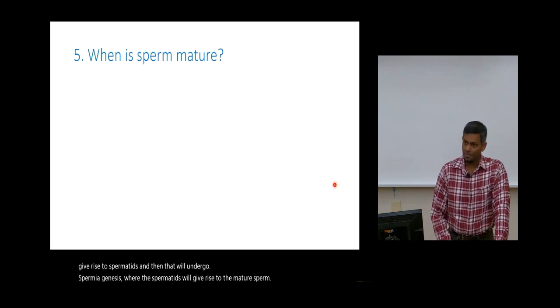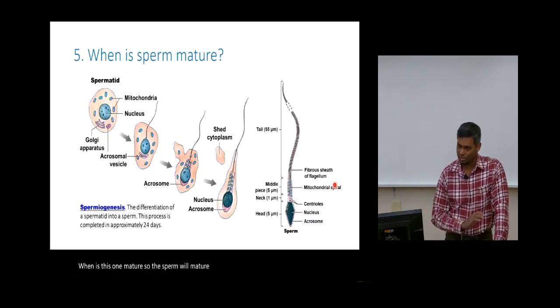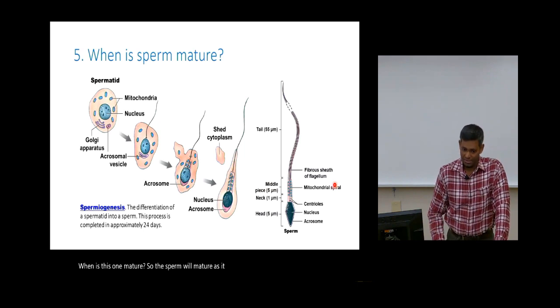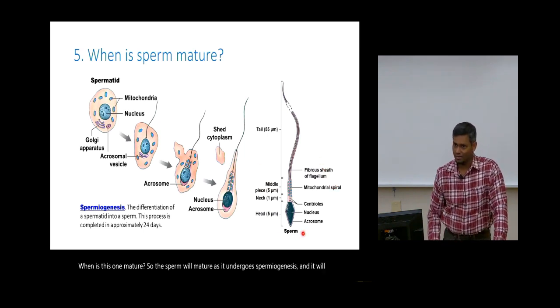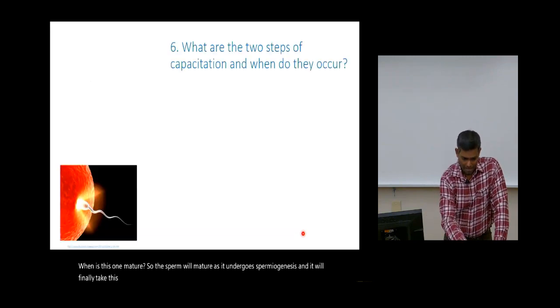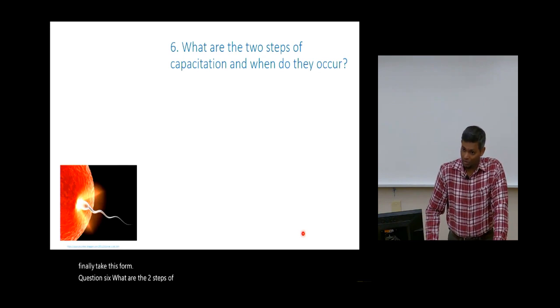When does the sperm mature? So the sperm will mature as it undergoes spermiogenesis, and it will finally take this form. Question 6, what are the 2 steps of capacitation and when do they occur?